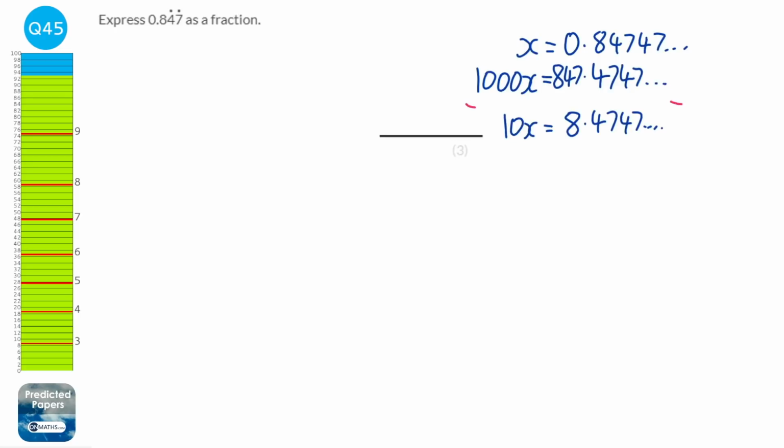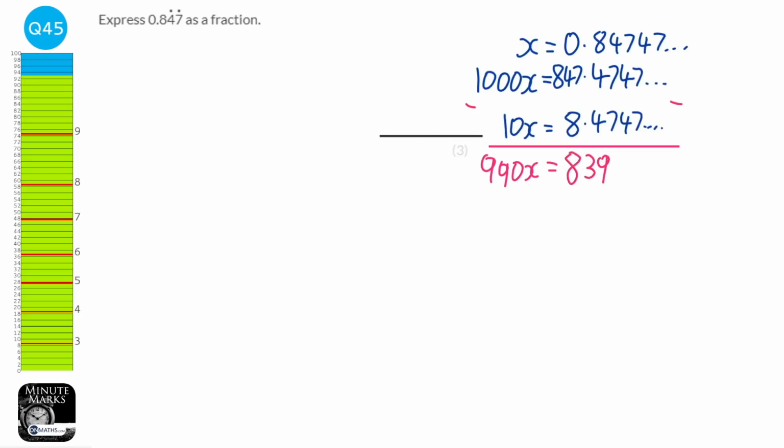Next, I'm going to take away everything. So 1000x take away 10x is going to be 990x. And then 847.4747, etc. take away 8.4747, etc. It's just going to be the same as 847 take away 8, because the recurring stuff will just cancel each other out. So 847 take away 8 is 839.